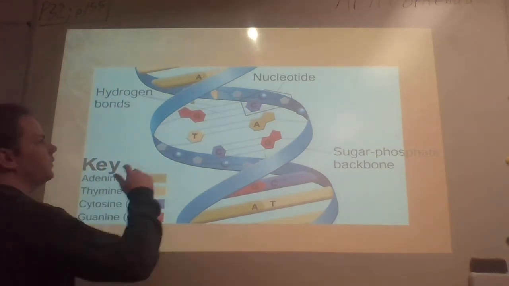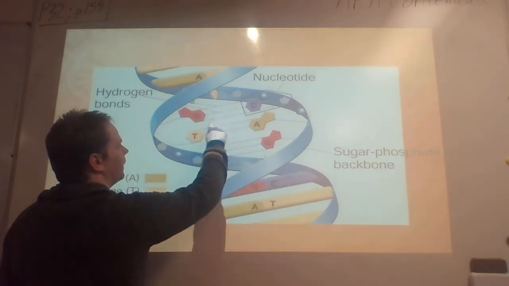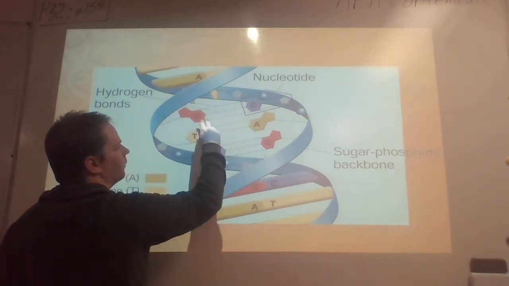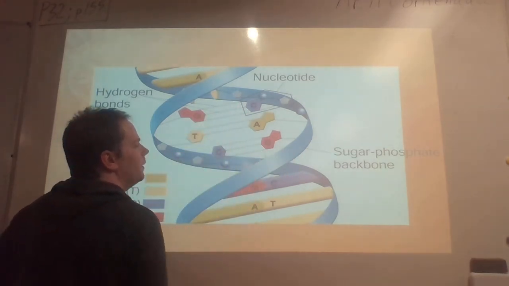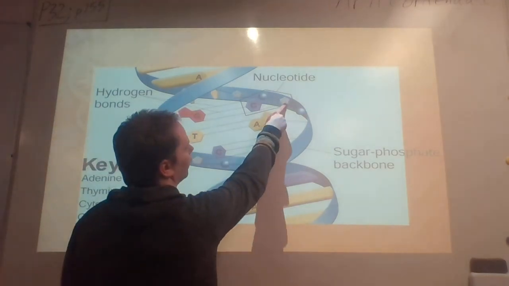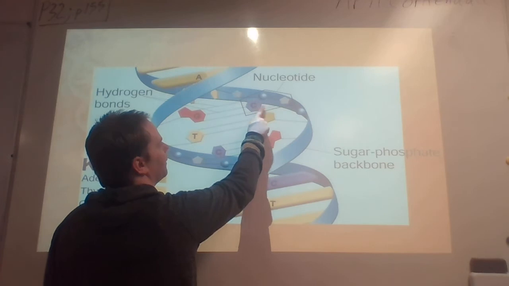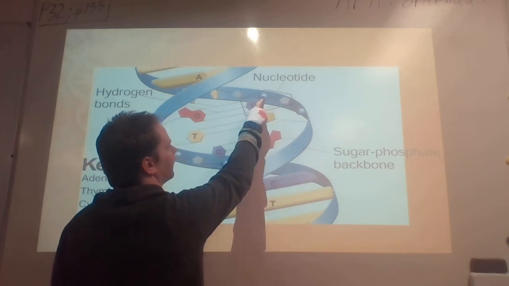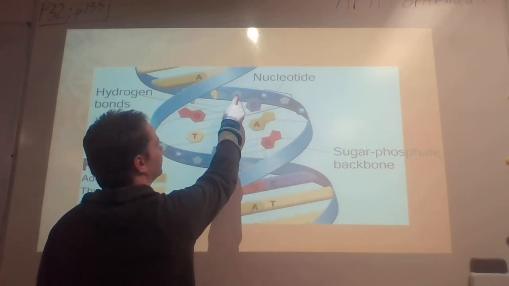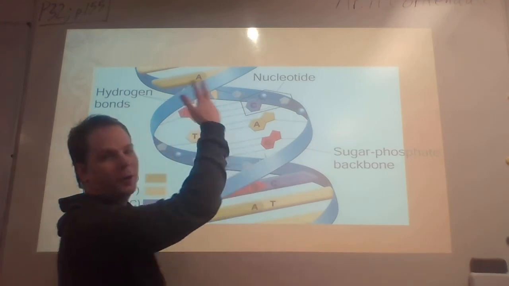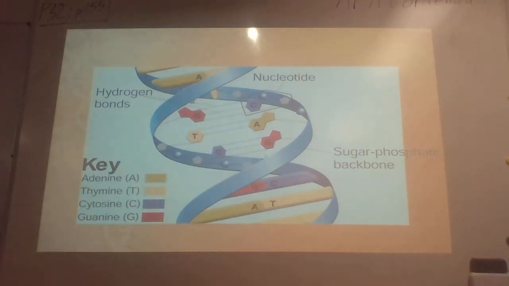Okay, the bases are held together with hydrogen bonds. That's what keeps these from drifting apart. And then your sugar and your phosphate group: the sugar binds to the base, and then up to the next phosphate group, which binds to the sugar, etc., etc. Those form the rails of your ladder, the sides.